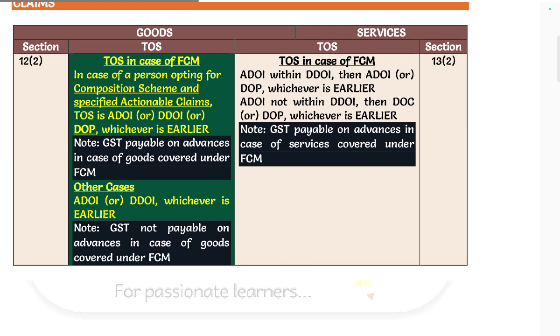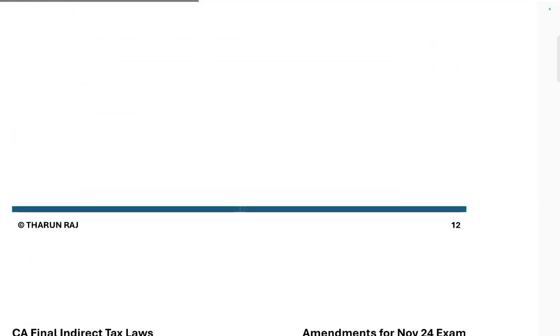TOS in case of forward charge mechanism: the date of invoice, or the date of payment, whichever is earlier. GST is payable in advance on the goods and services covered under the FCM, Section 13. I don't understand this one.